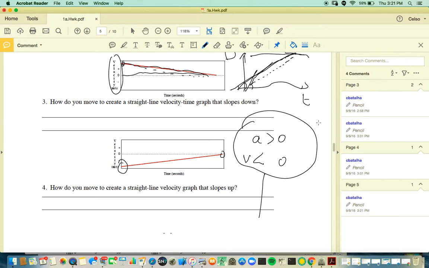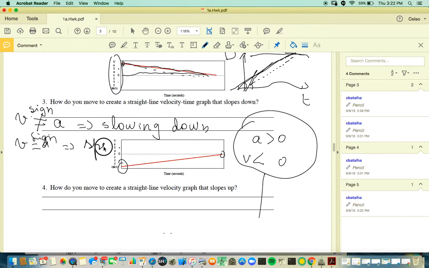When velocity has a sign that is different from acceleration, then you have a slowing down process. But when you have velocity and acceleration with the same sign, you have a speeding up process. Speeding up. Okay. So how do you move to create a straight line?